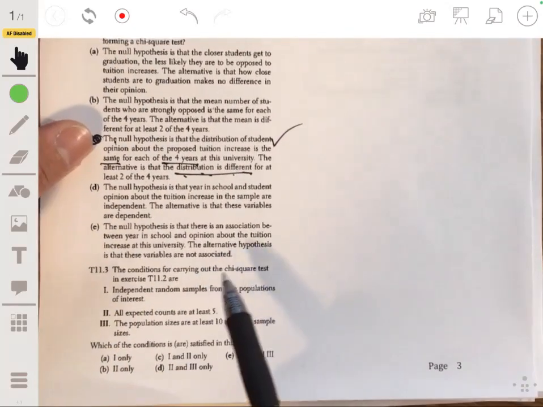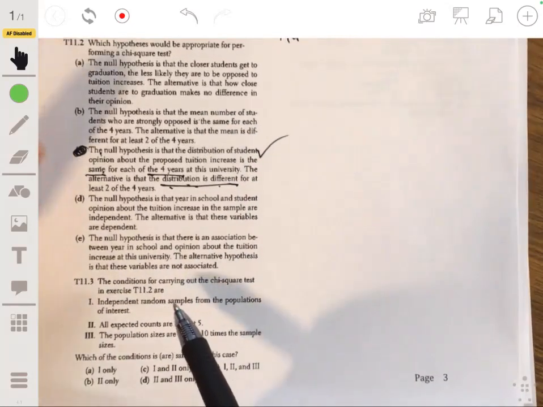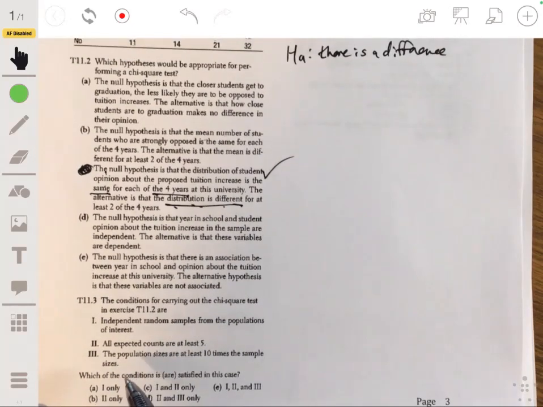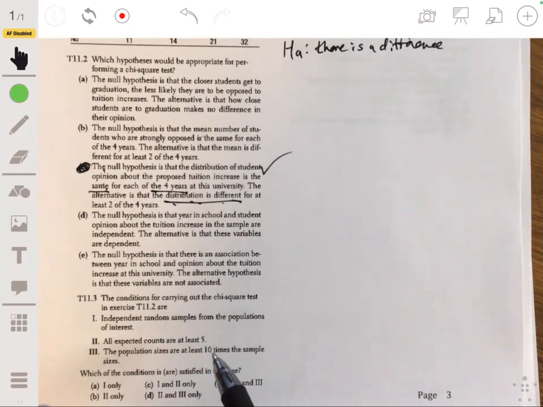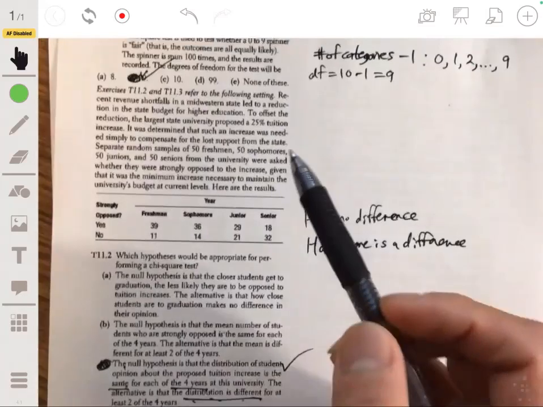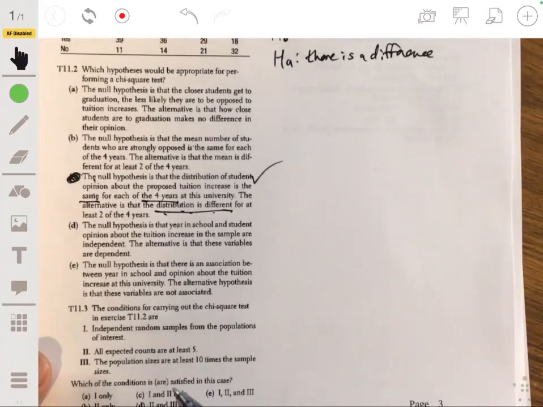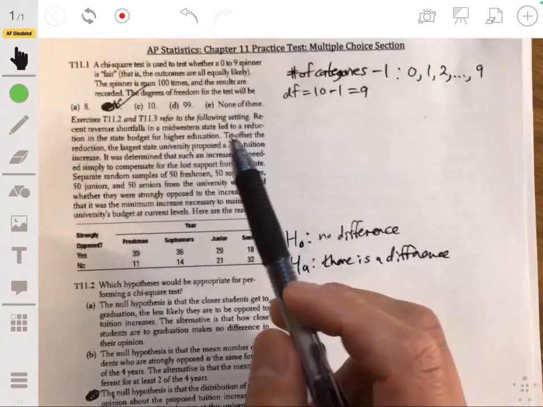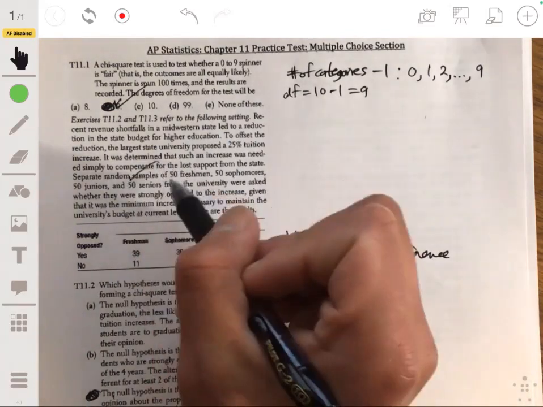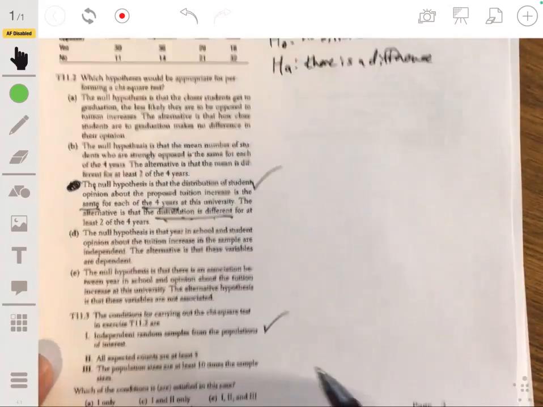Now, problem 3. The conditions for carrying out the chi-square test in exercise 11.2 are: independent random samples from the populations of interest, all expected counts are at least 5, and the population sizes are at least 10 times the sample sizes. Okay, independent random samples from the populations of interest. Let's first check if that one's met. We want to see which ones of these are met. We're told separate random samples are used, so that first condition is met.